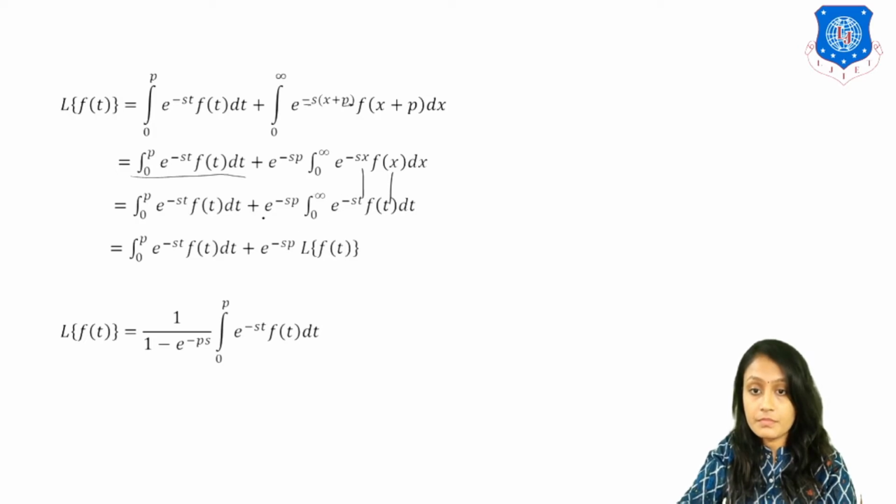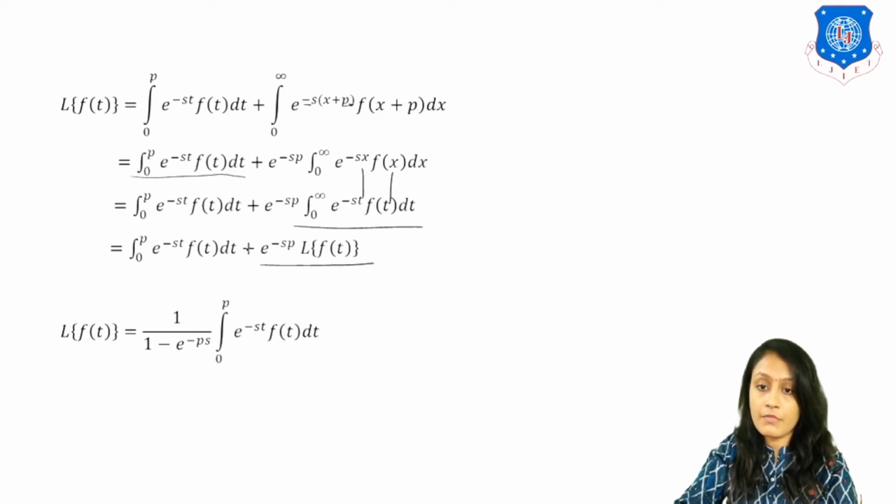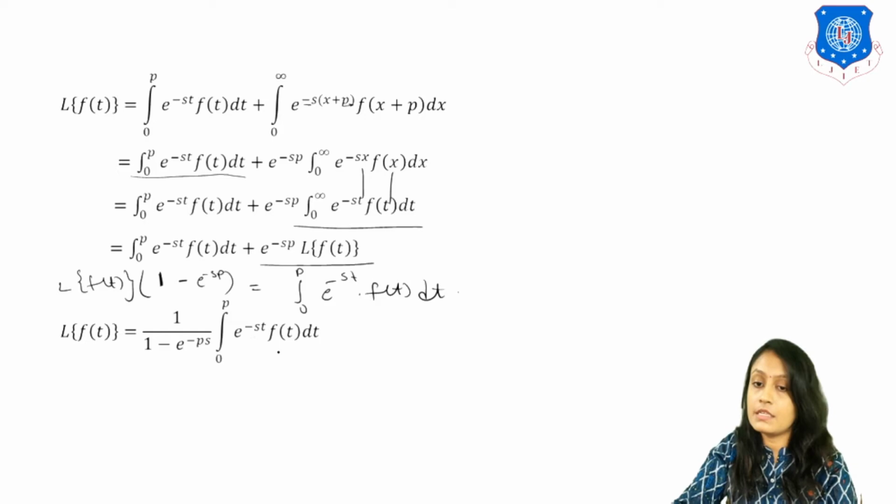Okay, now this is Laplace transform of f of t, right? Now what we will do, we will bring this over here. We have already Laplace transform of f of t on this side, so we will take it common. So Laplace transform of f of t, take it common. Okay, so what you will get over here? 1 minus e raised to minus sp is equal to what? Integration 0 to p e raised to minus st f of t dt. Right, bring this in the denominator. So here we have 1 upon 1 minus e raised to minus ps, integration 0 to p e raised to minus st f of t dt. Right, so this is the formula we have to use when a periodic function is given.